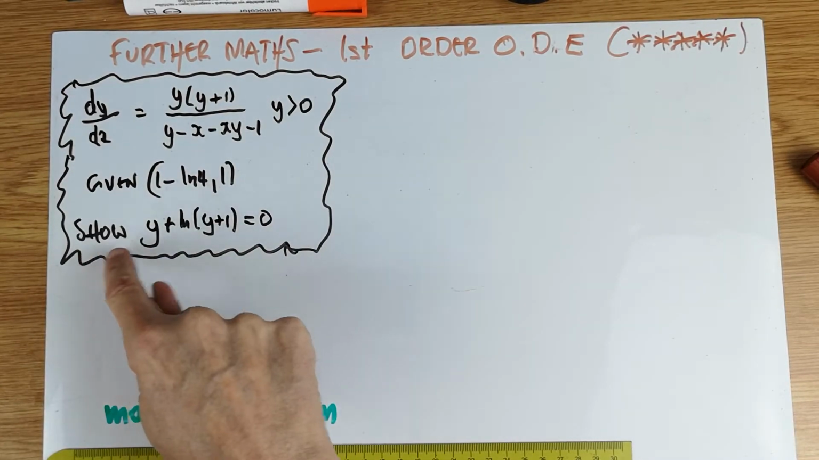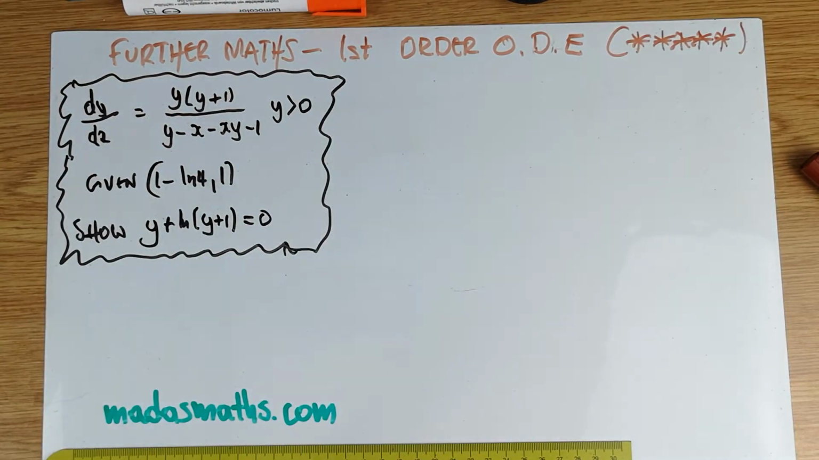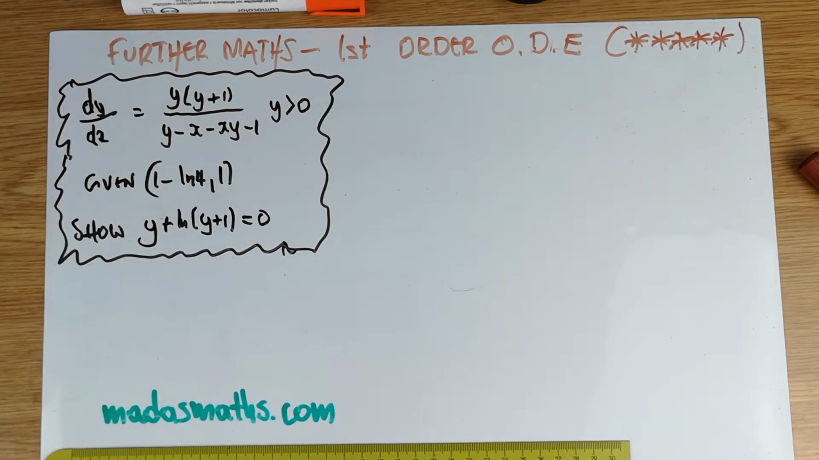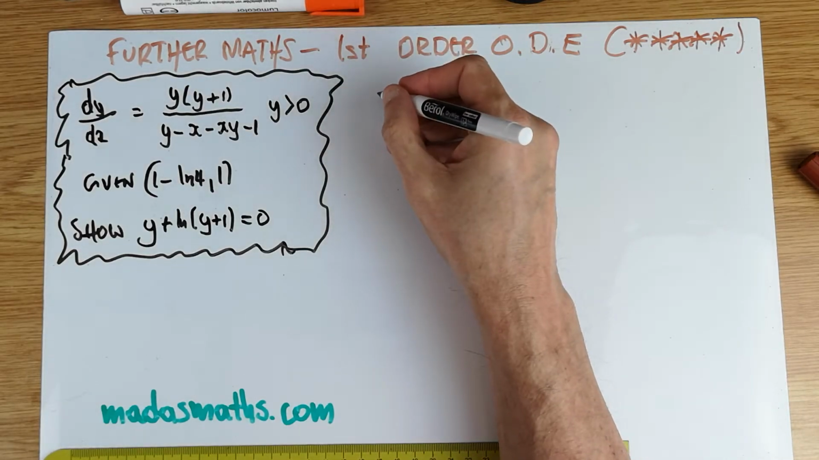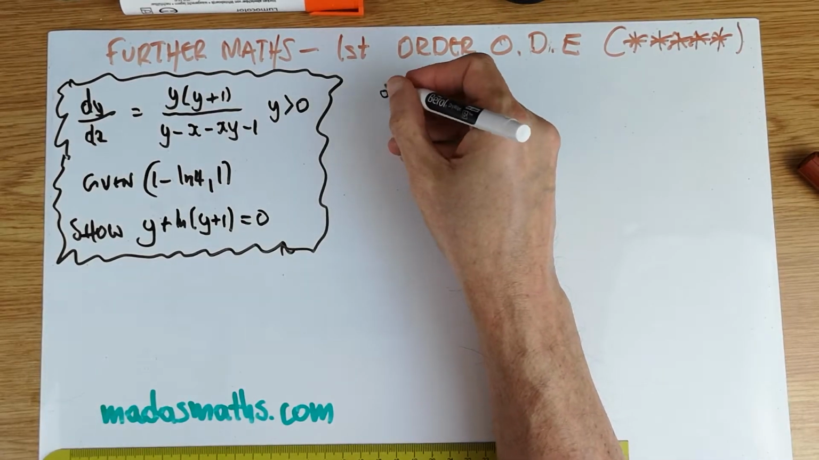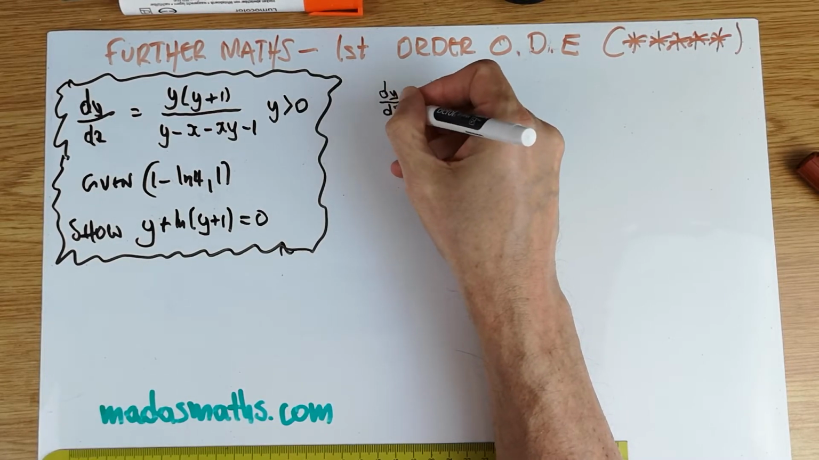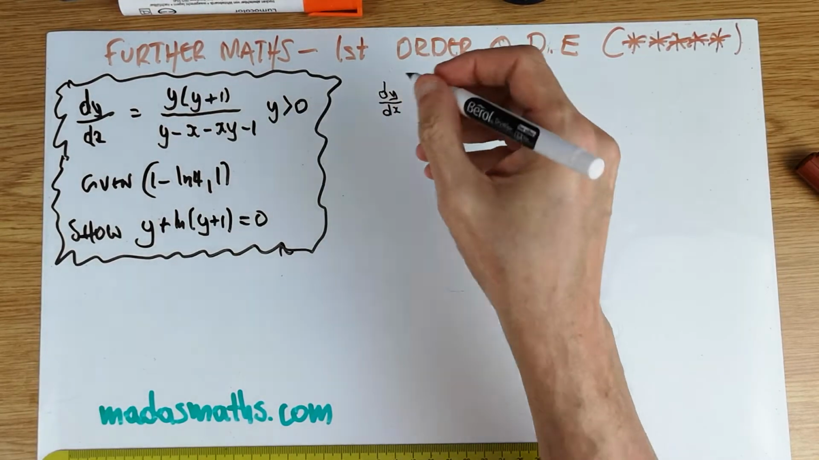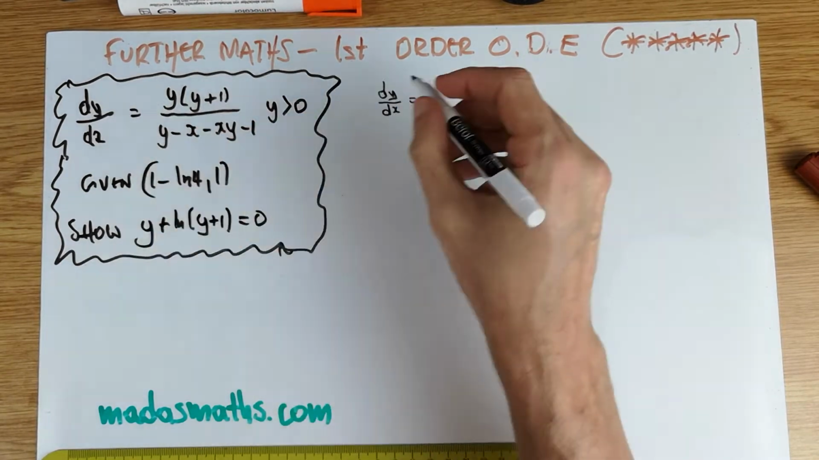If that is the case, show that y plus the log of y plus 1 must be equal to 0. So the question is, where do we start with something like that? The obvious thing is perhaps to try a substitution. What substitution? Where do we start with something which looks as ugly as that? What we're going to do is just tidy this up a little bit first of all, and I'm talking about this particular denominator.